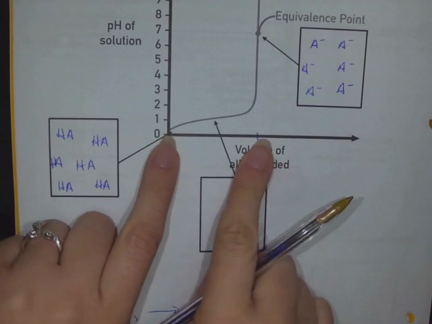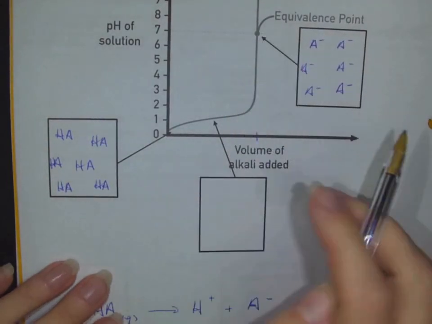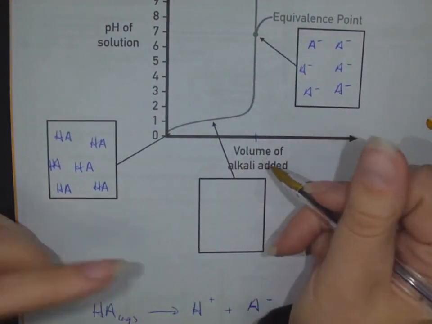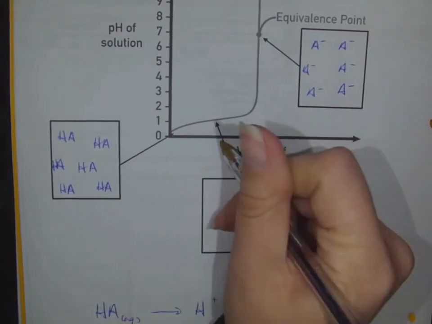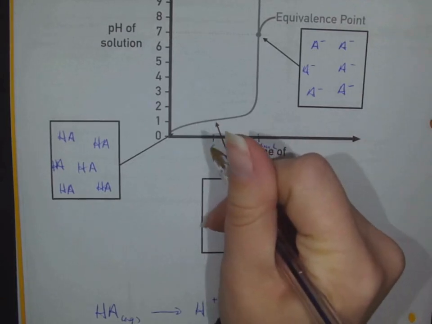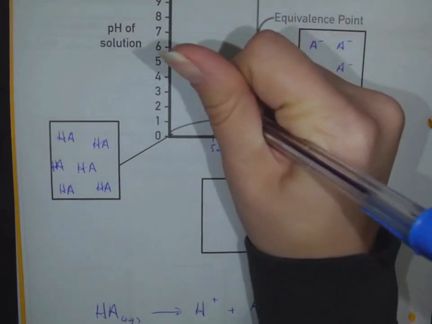Well, we have this really interesting point, and it's called the half equivalence. So this was the equivalence. Now, if you look at whatever the volume was, like let's just say hypothetically it was 10 milliliters. So then if we go to half of that, if we go to 5 milliliters, this is the half equivalence.